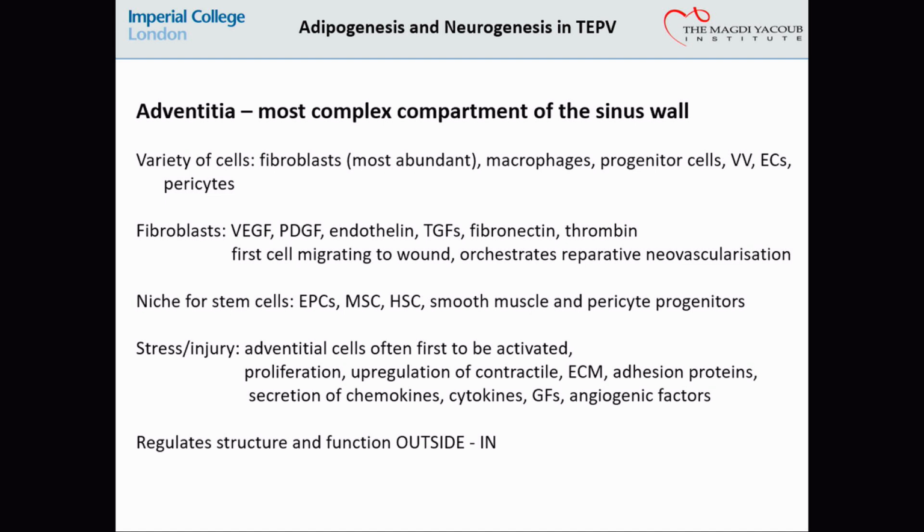The adventitia is also a niche for stem cells. There are endothelial progenitor cells, mesenchymal stem cells, hematopoietic stem cells, smooth muscle and pericyte progenitors. And under stress and injury, the adventitial cells are often the first to be activated. We see this because we see a high number of smooth muscle alpha actin at week 2 in our scaffold. And this results from activation of the fibroblasts into myofibroblasts and their proliferation.